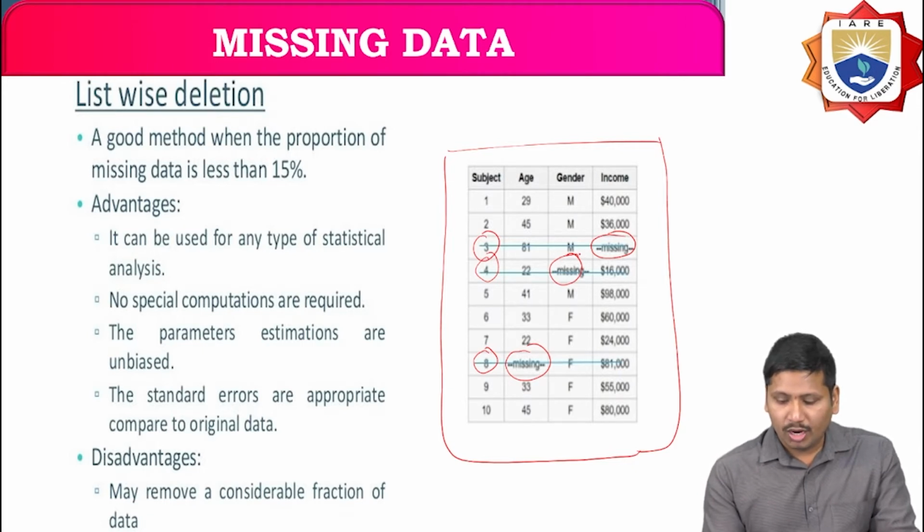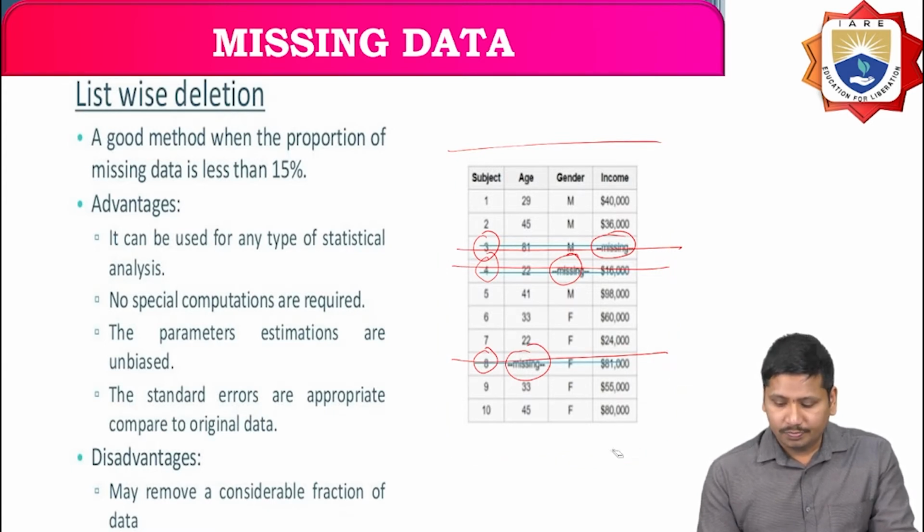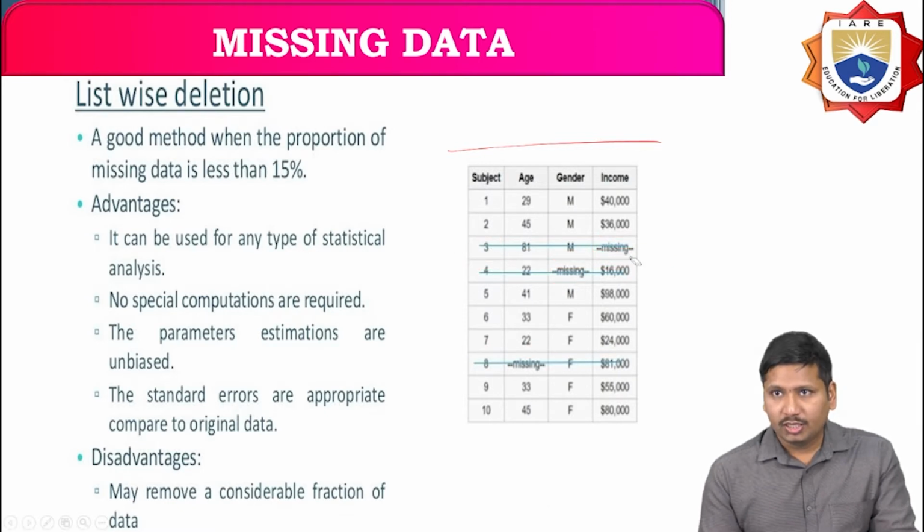So which variable am I getting the missing value in? That row is going to be deleted. Subject 3 is deleted, subject 4 is deleted, and subject 8 is deleted. So that should be the listwise deletion method. Wherever we get missing data, those rows are going to be deleted, right? This should be a very good method.